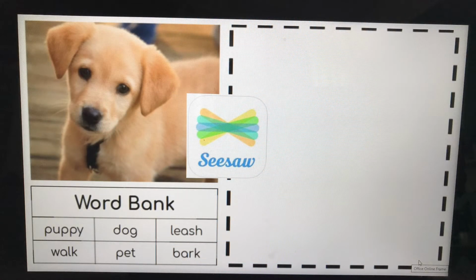Okay, so today we're going to use this picture of a puppy to help us with the writing process. I have a word bank for you to help you with maybe some ideas that you might want to write about. So have your notebook out so that you can practice the writing process with me. So you can see in the word bank there's puppy, dog, leash, walk, pet, and bark. We're going to use those words to help us with our pre-writing.